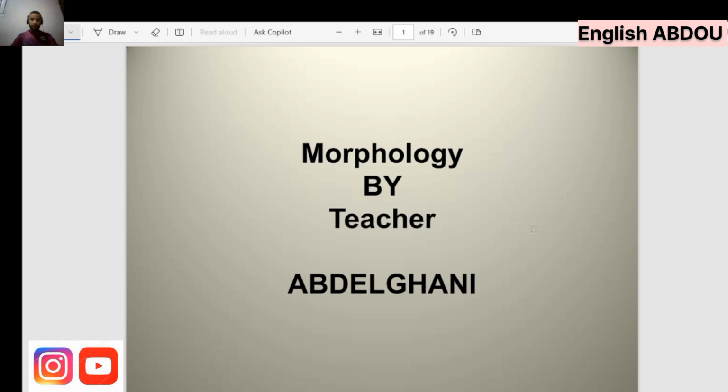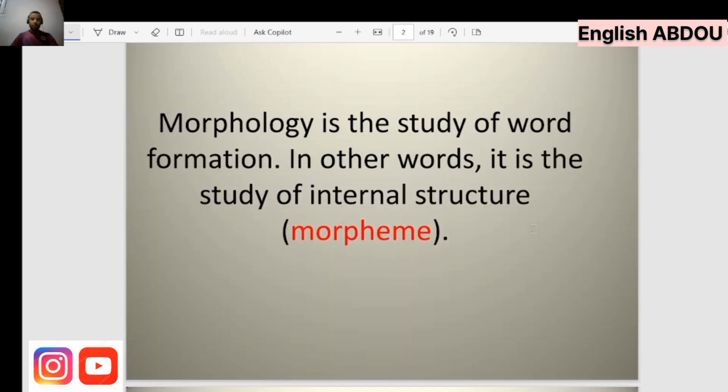So let's start with what is morphology. Morphology is the study of word formation. In other words, it is the study of internal structure. So morphology in general is concerned with how morphemes can combine together and give a meaningful unit or a word.